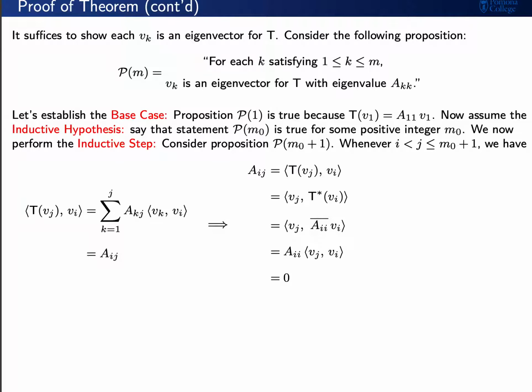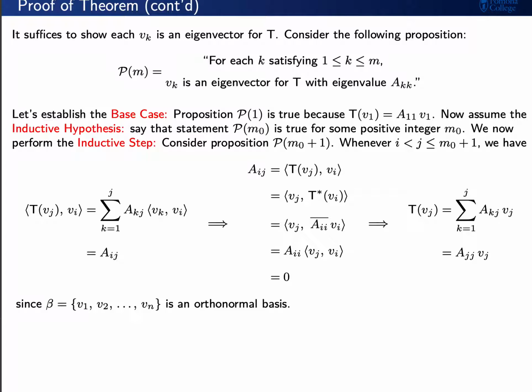Now let's consider a_ij in a slightly different way. Since we know that this is indeed equal to the inner product of T(v_j) and v_i, let's slide T over to the right and realize that we now have the complex conjugate, a_ii conjugate, times v_i. But we can pull out a_ii as a scalar to see that this is a_ii times the inner product of v_i with v_j. But remember again that we have an orthonormal basis, so this must be 0.